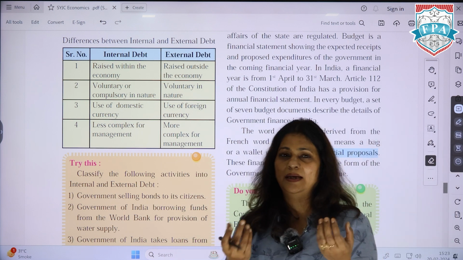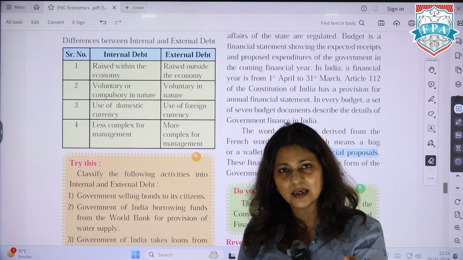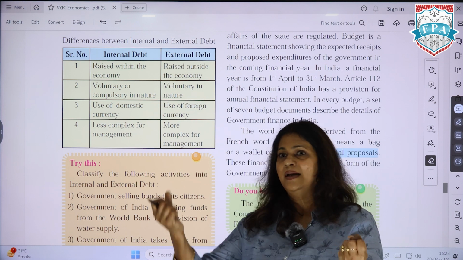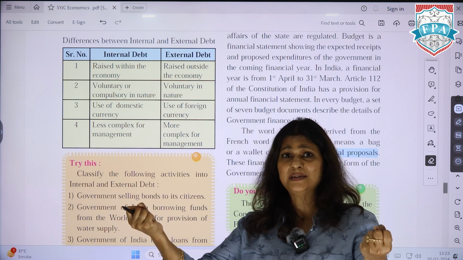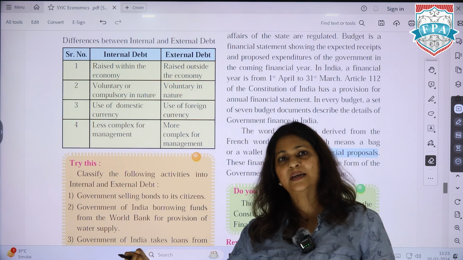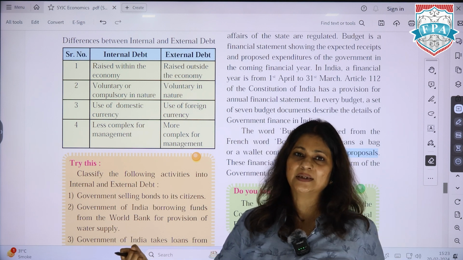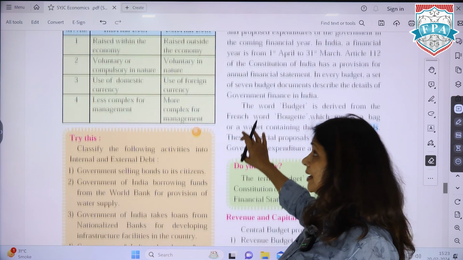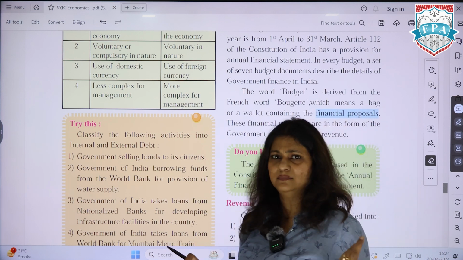So guys, bahut simple hai, right, difference between internal and external debt. Internal debt country ke andar, country ke logo se, country ke bank se liya jata hai. External debt country ke bahar ke logo se liya jata hai, foreign ke institution se liya jata hai. Logical si baat hai, ye internal debt hai to home currency mein liya jayega, ye foreign currency mein liya jayega. Internal debt easy hoga manage karne ke liye because it is within the country. Of course, this is going to be more complex. And yes, internal debt may be voluntary or compulsory, but external debt has to be voluntary.